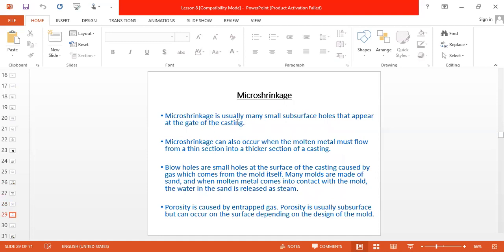Micro shrinkage is usually many small subsurface holes that appear at the gate of casting. Micro shrinkage can also occur when the molten metal must flow from a thin section into a thicker section of the casting. Blowholes are small holes at the surface of casting caused by gas which came from the mold itself. Many molds are made of sand, and when molten metal comes into contact with the mold, the water in the sand is released as steam. Porosity is caused by entrapped gases. Porosity is usually subsurface but can occur on the surface depending on the design of the mold.